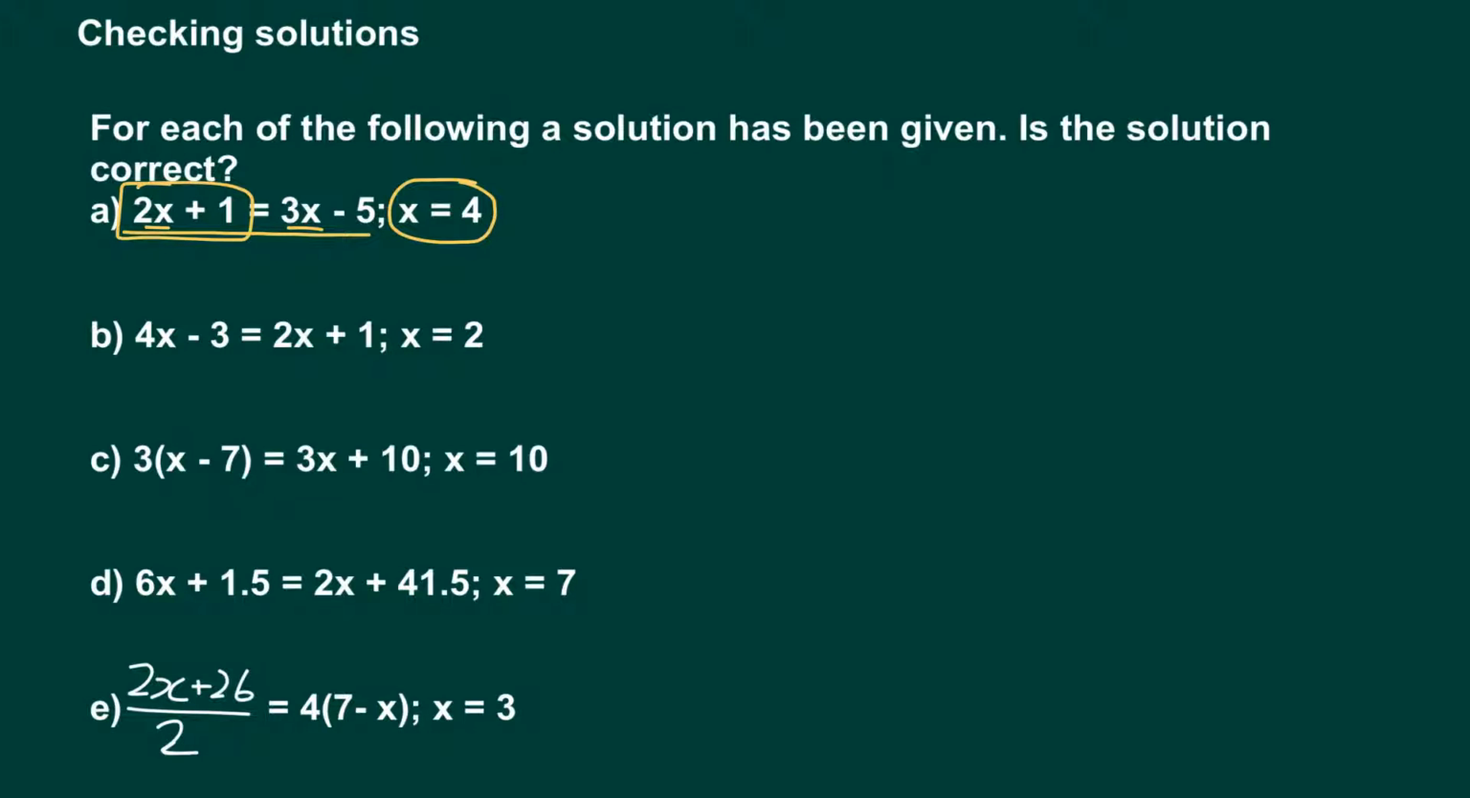So let's do that now. We have 2 times 4 plus 1 on the left-hand side equals 3 times 4 minus 5 on the right-hand side. So 2 times 4 is 8, plus 1 gives us 9. 3 times 4 is 12, minus 5 gives us 7. Obviously, they don't equal each other. That means x = 4 is not the solution. Or the other way to say it is x is not equal to 4.